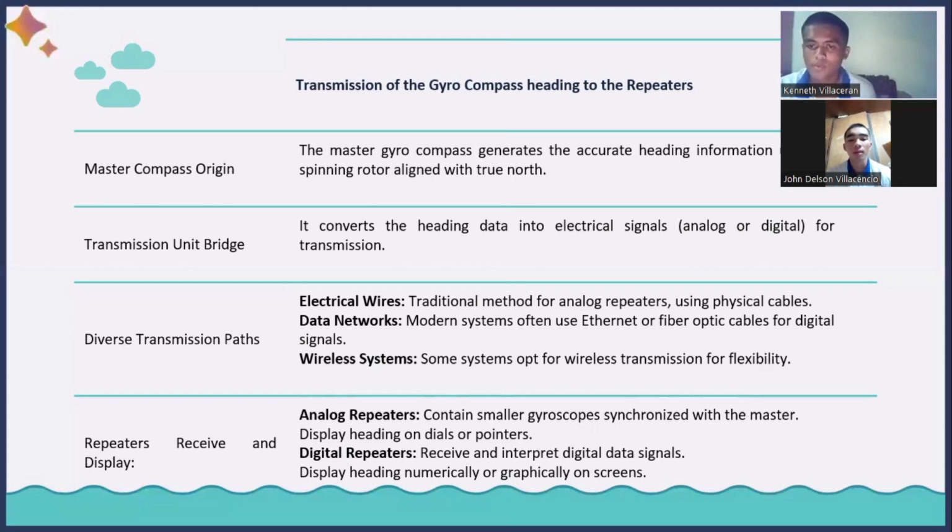Repeaters receive and display. Analog repeaters contain smaller gyroscopes synchronized with the master. Display heading on dials or pointers. Digital repeaters receive and interpret digital data signals. Display heading numerically or graphically on screens.